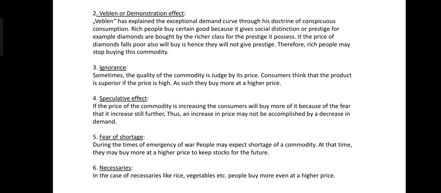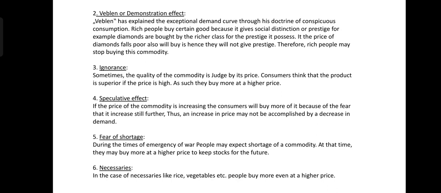Veblen or demonstration effect. Veblen has explained the exceptional demand curve through this doctrine of conspicuous consumption. Rich people buy certain goods because it gives social distinction or prestige. For example, diamonds are bought by the richer classes for the prestige it possesses. Ignorance. Sometimes the quality of the commodity is judged by its price. Consumers think that the product is superior if the price is high. As such, they buy more at the higher price.